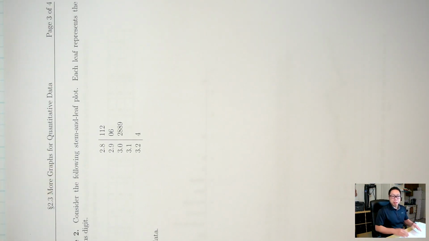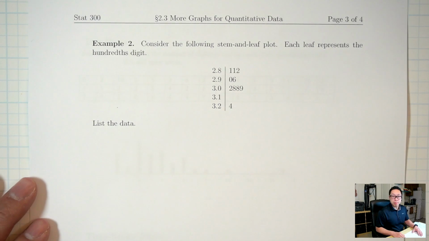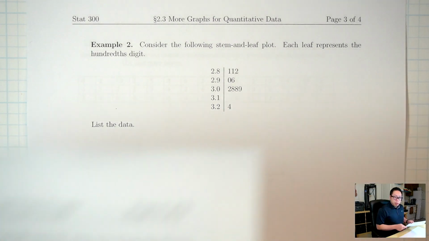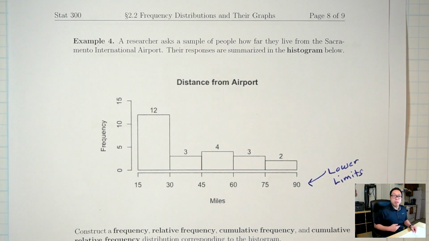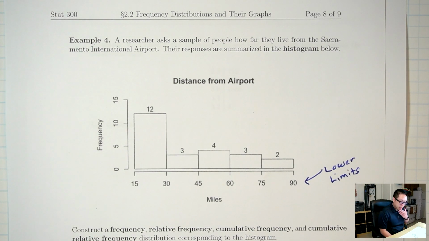So I said if you turn a stem and leaf plot sideways, it looks like a histogram. Okay, so what are the pros and cons of a stem and leaf plot versus a histogram? This is a histogram from the last lecture. It's a histogram about how far people live from the airport.